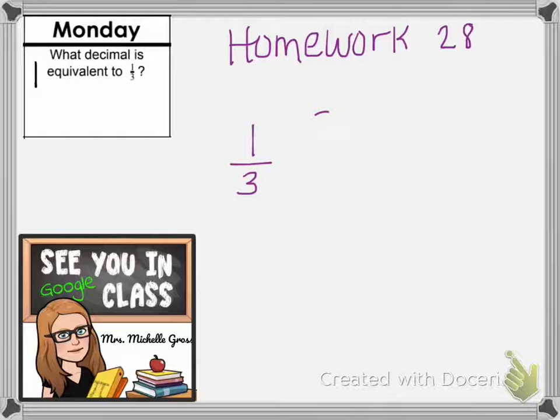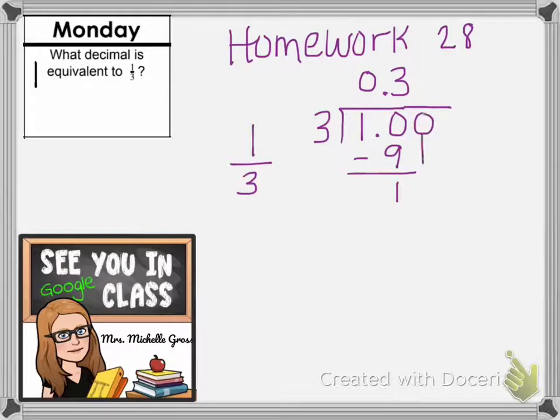You can write it that way, or you can go 3 into 1 this way. We know that 3 doesn't go into 1, so it would be 0. Put a decimal. And 3 goes into 10 3 times, because 3 times 3 is 9. 10 minus 9 is a remainder of 1. We'll go ahead and move it out here, another 0. 3 goes into 10, again 3 times. 3 times 3 is 9.